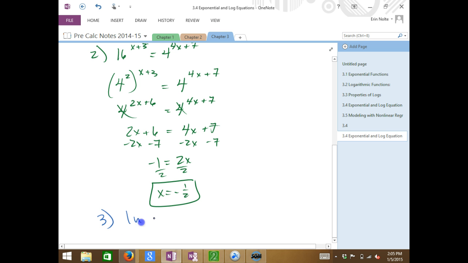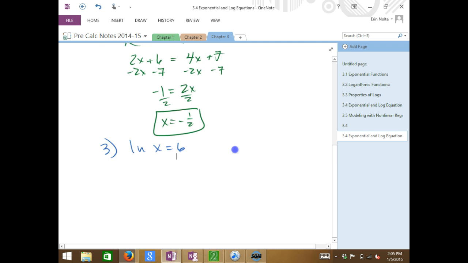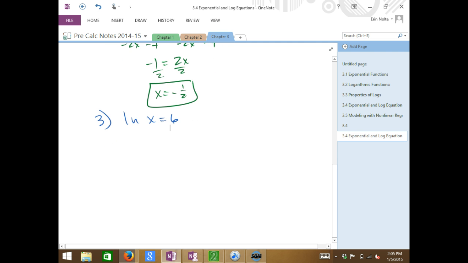Okay, this one is going to be a logarithmic equation. If I have a logarithmic equation in its most simplest form, to solve it, I think the easiest thing to do is take it and convert it into exponential form. So if I convert this into exponential form, what is the base of this? What's the base of any natural log? E. So this is going to be e to the 6th is equal to x.